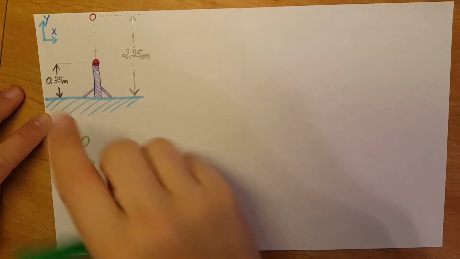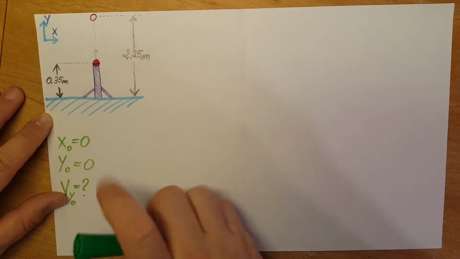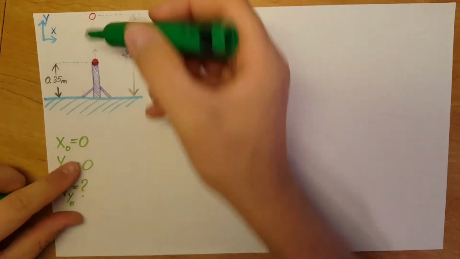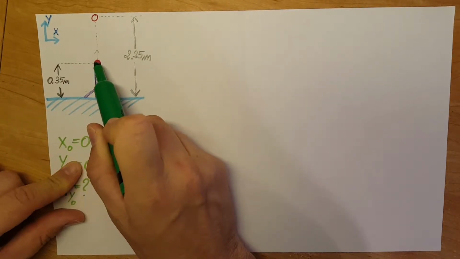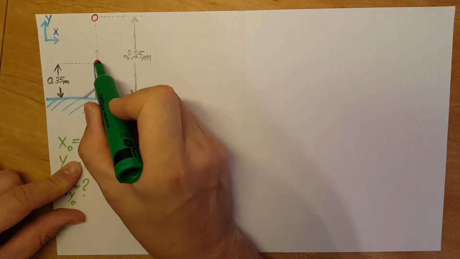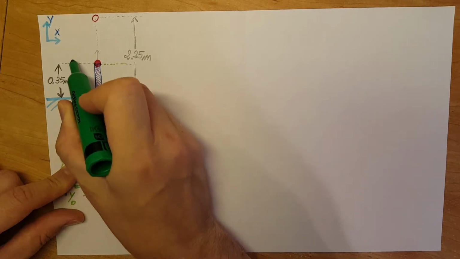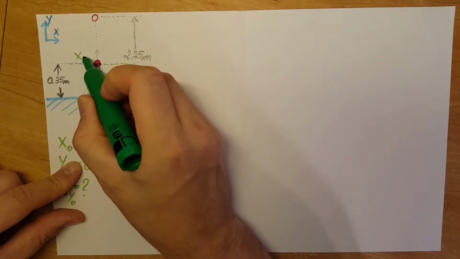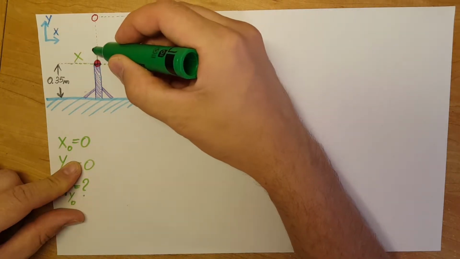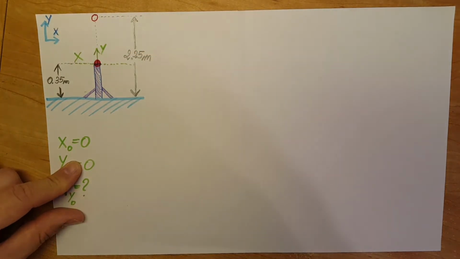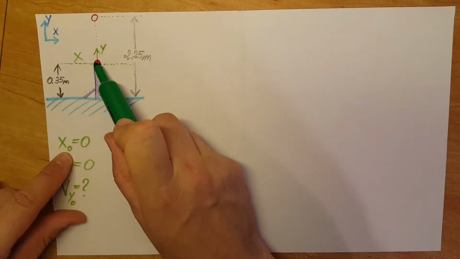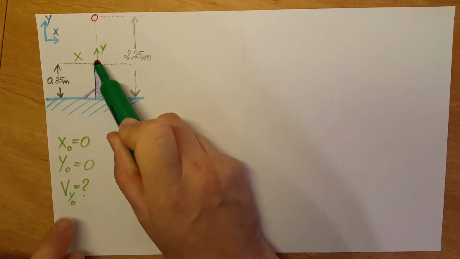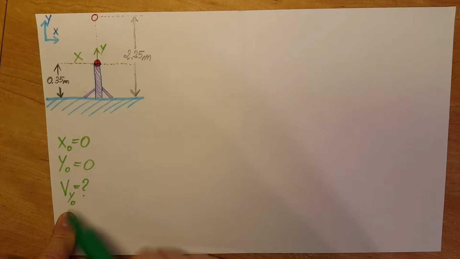Okay, we're gonna have our x and y axis, and our y-axis is gonna be right here where the ball goes up, and our x-axis is gonna be right where the ball leaves the gun. So this will be our x-axis, and this will be our y-axis. So x0 will be at this point, y0 also at this point, and they are asking us v at y0. How much is that?